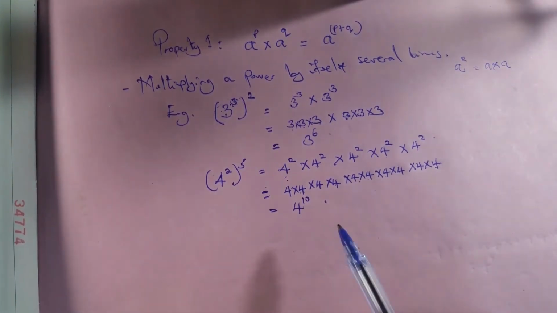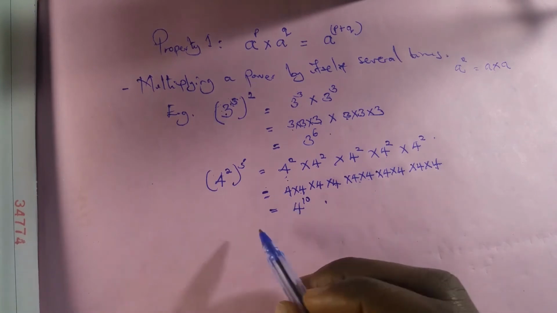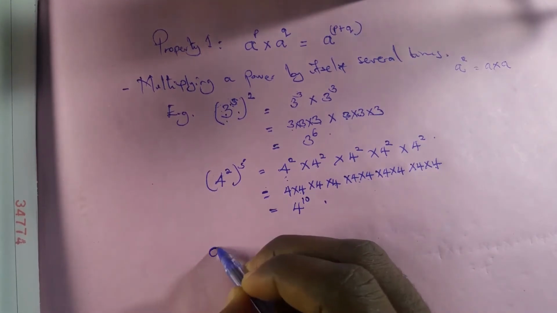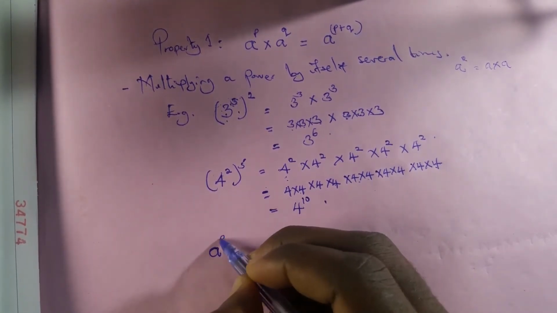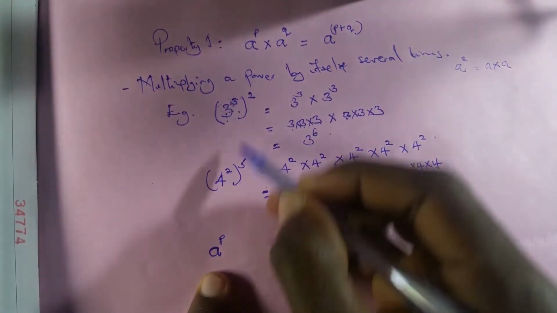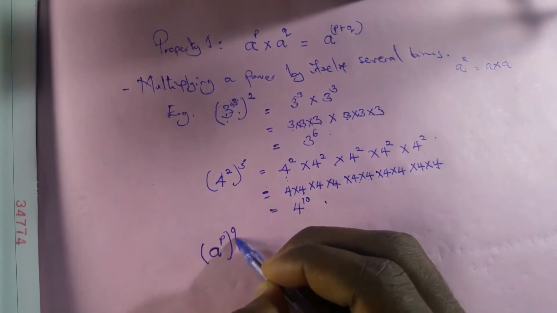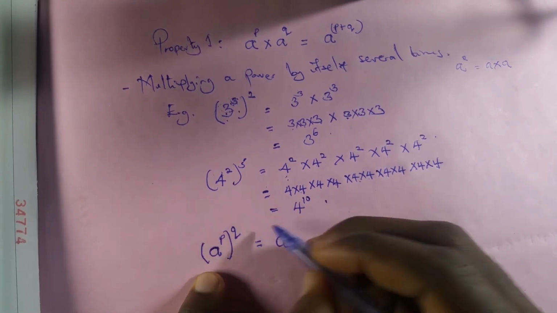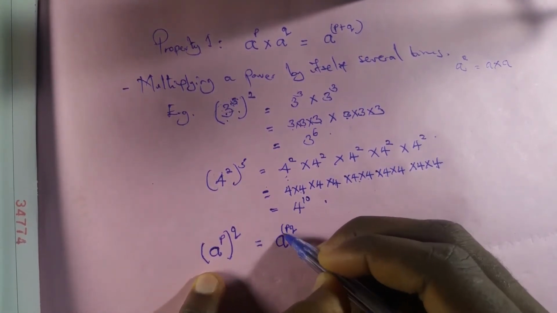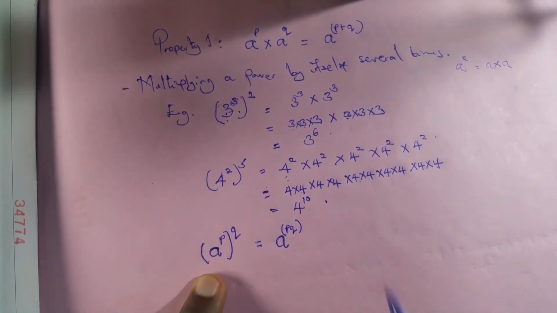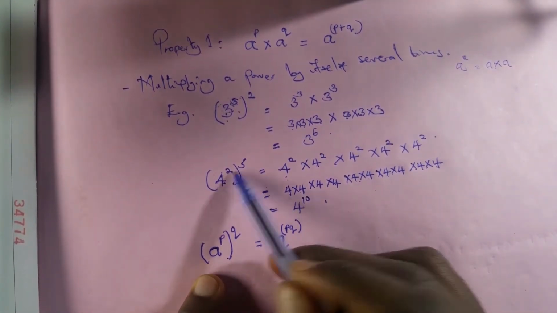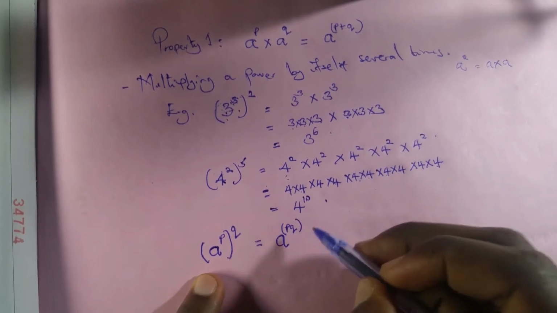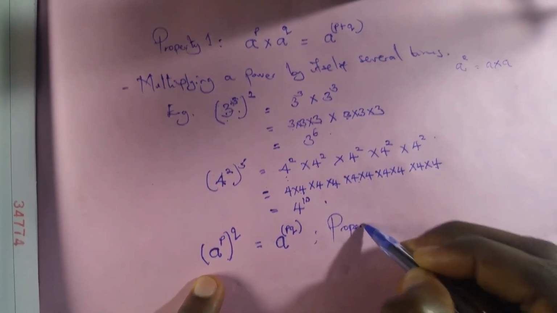Let us again observe this. You realize that you have a base a being raised to a power p, then raised to another power q. It's just the same as that base with the result being p times q. Just like here, you had 4 raised to the power 2 and raised to the power 5. The result is just 4 to the power 2 times 5, which gives 10. So that becomes our property 2 of indices.